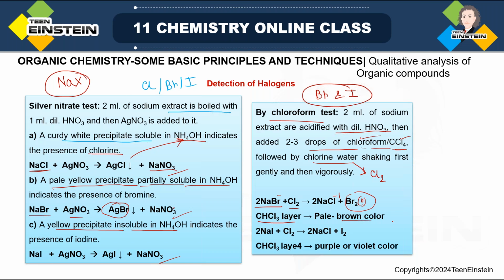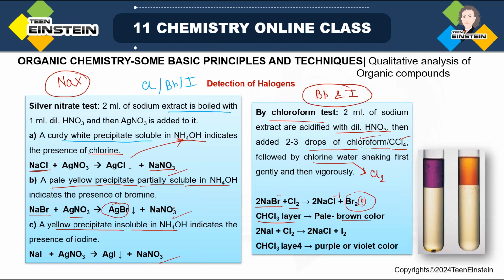Remember, in the separating funnel, we have learned some purification method. There we have seen that two layers are generated, immiscible, because water is immiscible with organic solvent. So it is also just like that. There will be two layers, one layer aqueous, another layer organic. And in the organic layer, bromine will show a color which is brown, pale brown. So this is for bromine. This is the chloroform part and this is the water part. In the chloroform part, you will have this type of color.